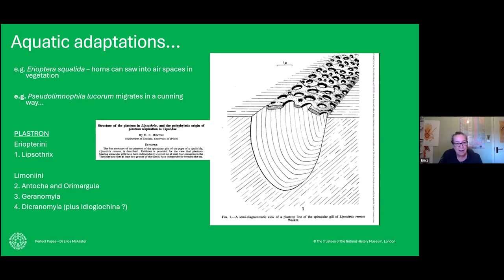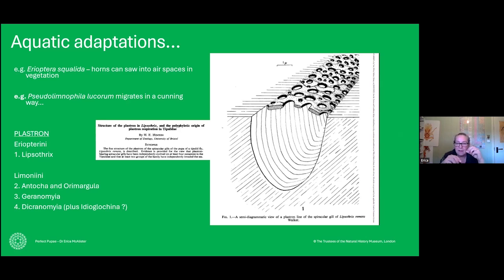So this is quite a fun adaptation. You've got another one, which is the Pseudolimnophila locorum. And I love the way Alan writes this: migrates in a cunning way. So this one is able to get out of trouble if something is going for it. But what's really quite funky is that they have developed a plastron. So this plastron refers to a series of hairs or bumps on the surface of aquatic insects that helps them breathe underwater by trapping air.